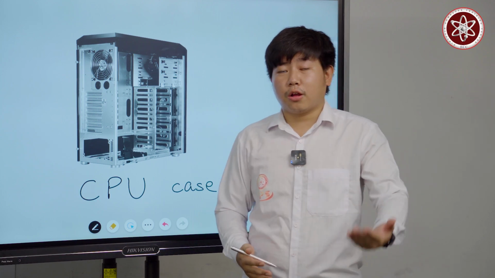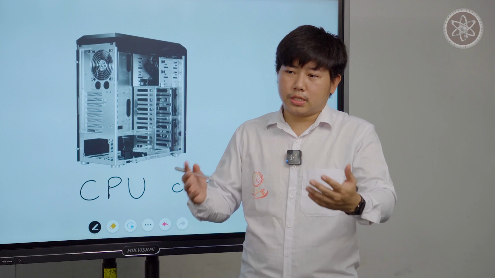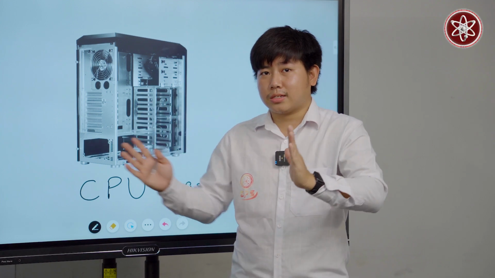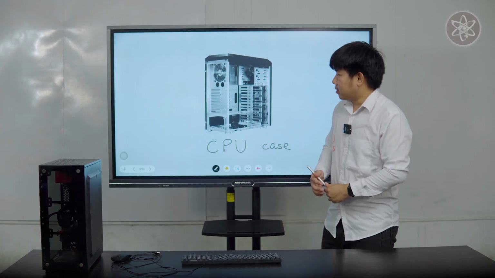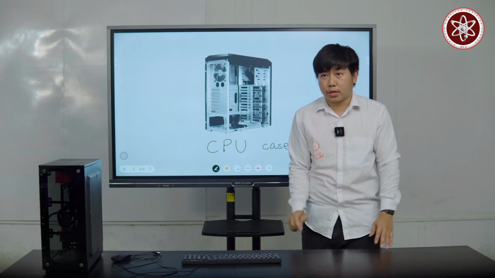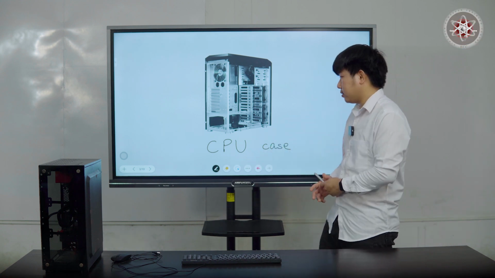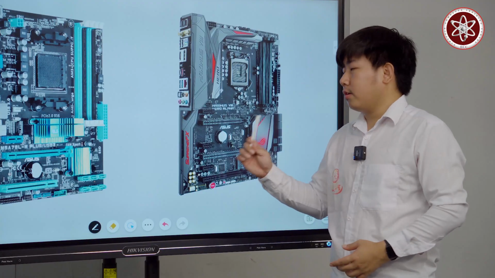There are a lot of different types of CPU casings. Some come with a glass wall like this, and some are not even standing up. They are lying flat on the ground. There are a lot of different styles. So let's carry on. First thing first, we'll learn motherboard.